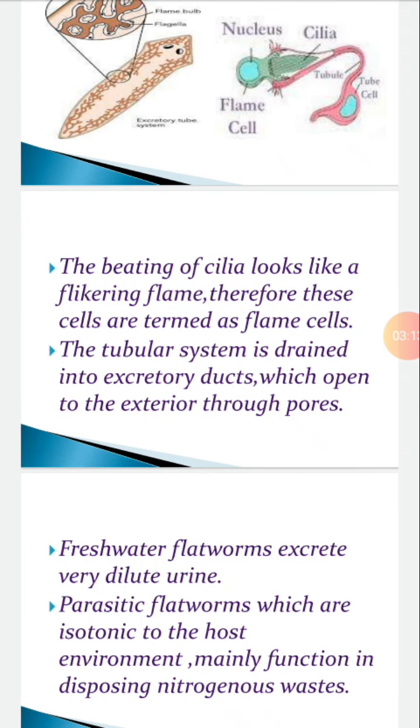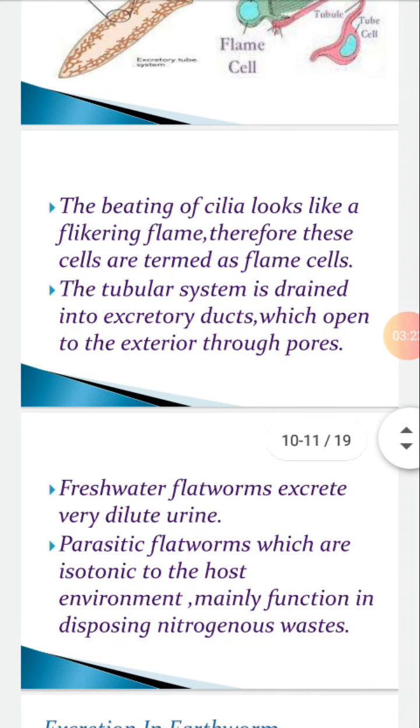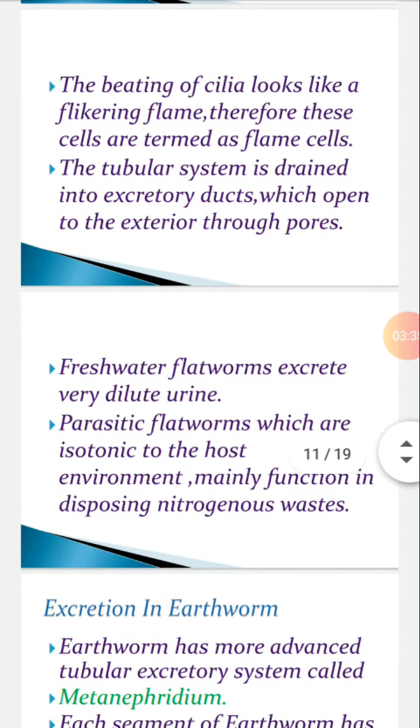Freshwater flatworms like Planaria excrete very dilute urine to osmoregulate themselves, to maintain a balance of water and salts. Parasitic flatworms are isotonic to their host environment and mainly function in disposing or removing nitrogenous wastes.